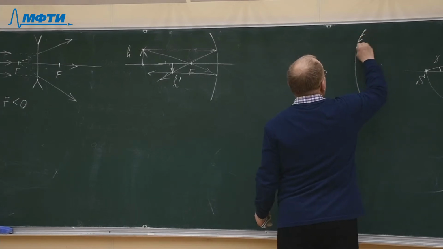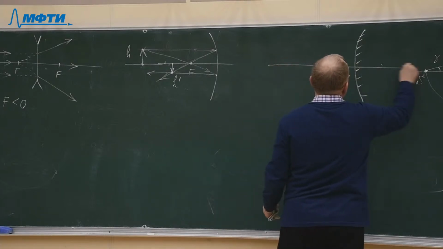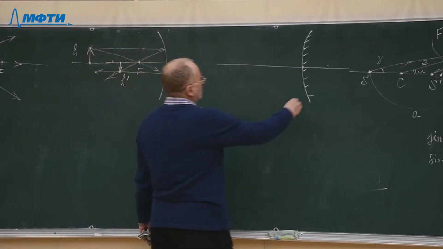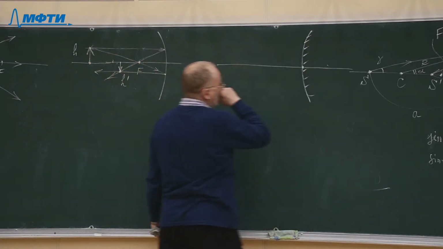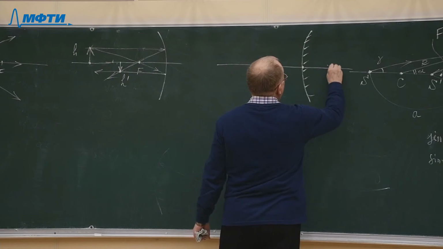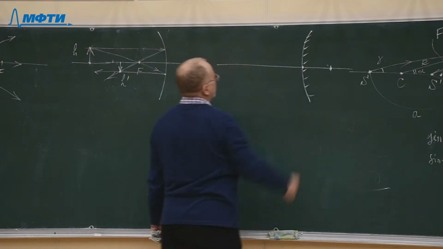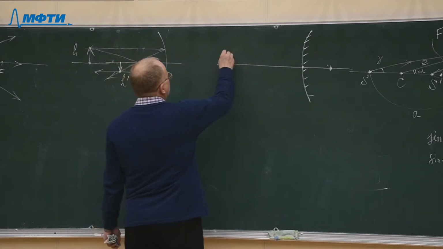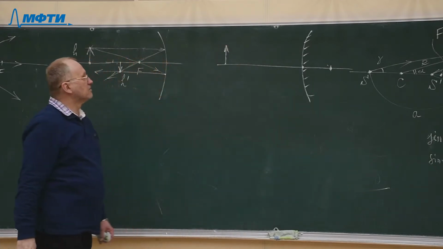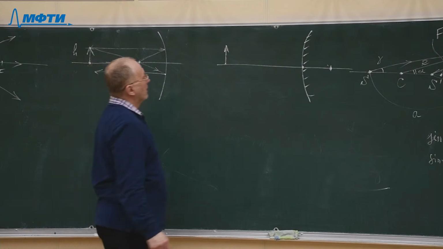What happens if we consider a convex mirror? Again, it will have a principal axis which goes through the pole of this mirror, which is the geometrical center of this optical instrument. And again, it will have some focal point here. We say it's negative because it's somewhere behind the mirror. And if we put an object here, we again consider the rays which are convenient for constructing the image.